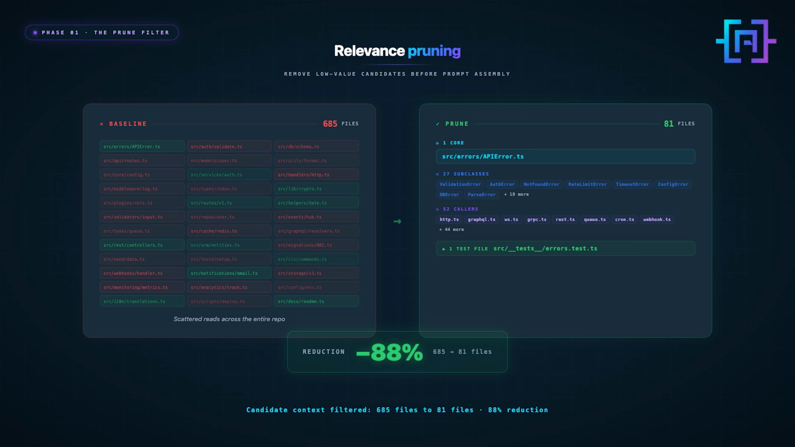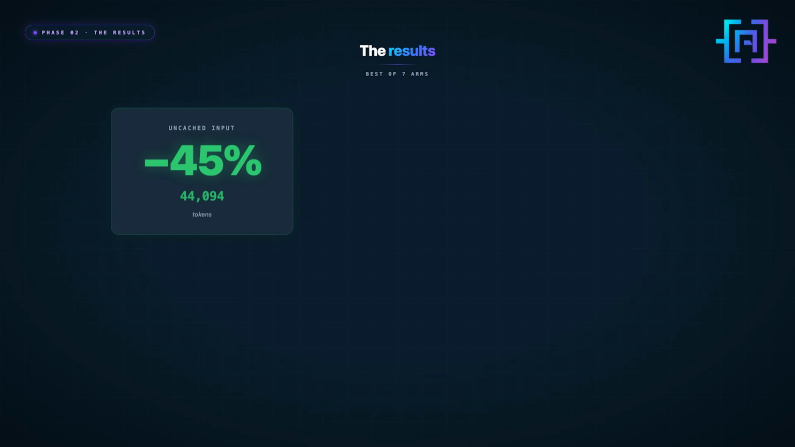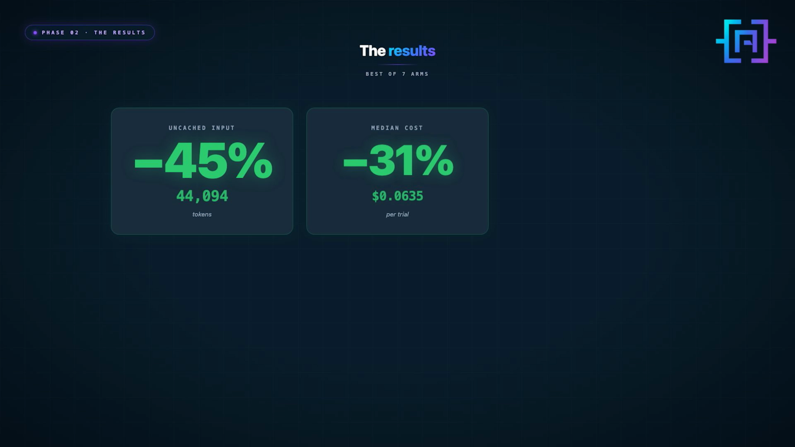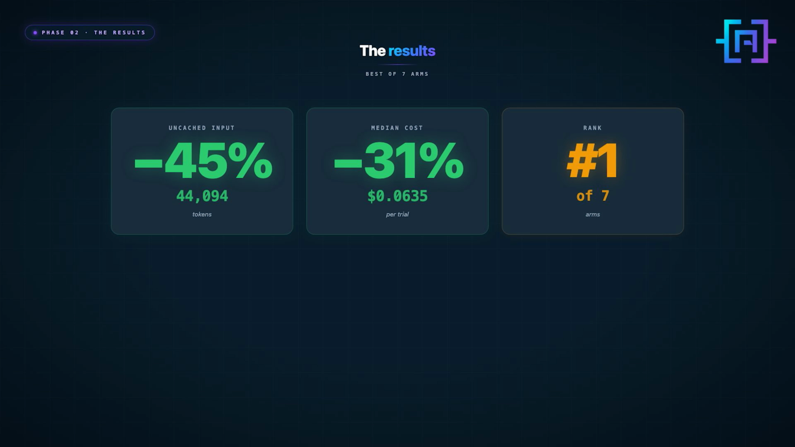The result? Median uncached input: 44,094, 45% below baseline. Median cost: 0.0635, 31% below baseline. The cheapest token is the one never sent, and this is the one result I would bet on outside this benchmark, because the mechanism is not model specific.